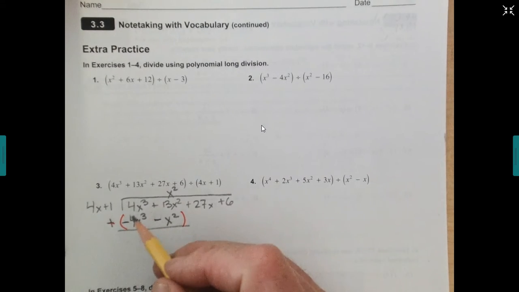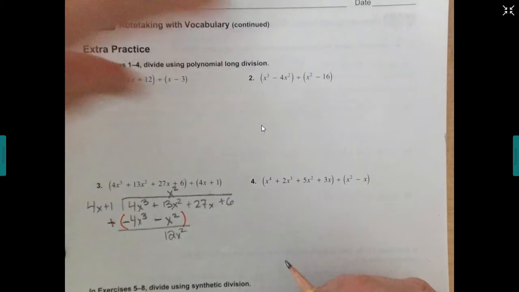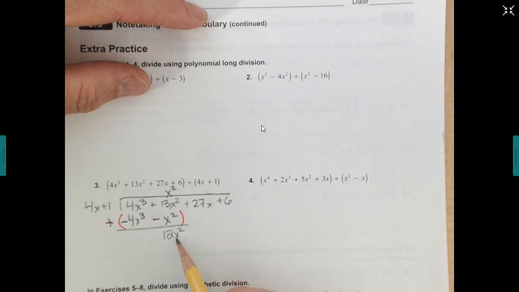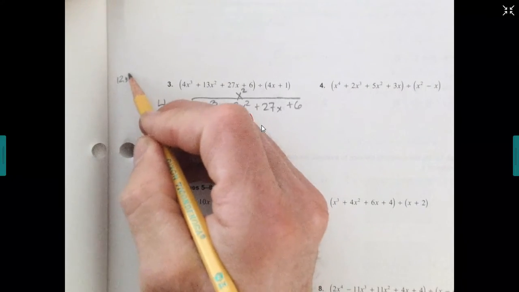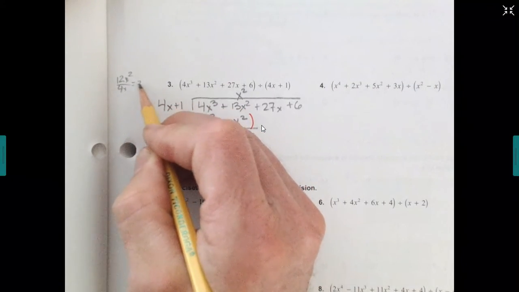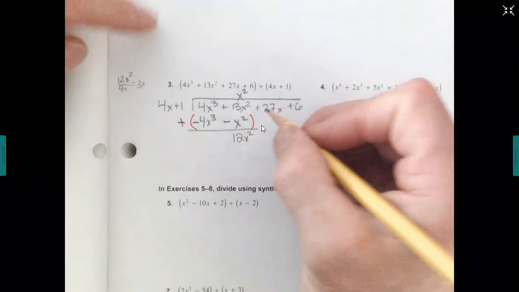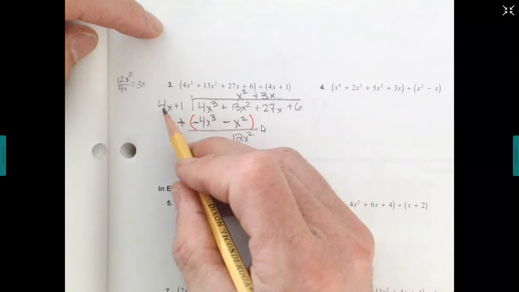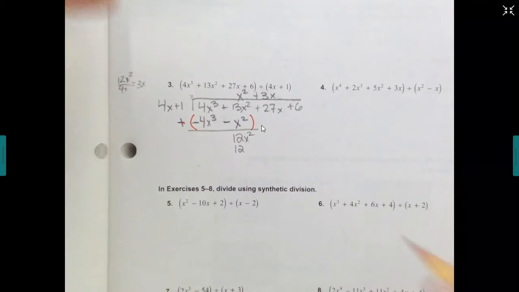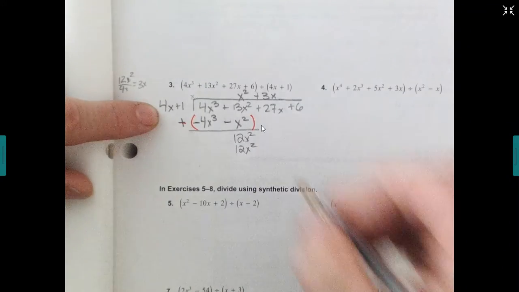So I am adding the opposite. That's 0, and this is 12x squared. How many 4x's go into 12x squared? I could do side math and do 12x squared divided by 4x, and I get 3x. Or I could just say, okay, 4 goes into 12 3 times. X, I need one more x. So I have 3x. 3x times 4x is 12x squared. Forgot to bring down.